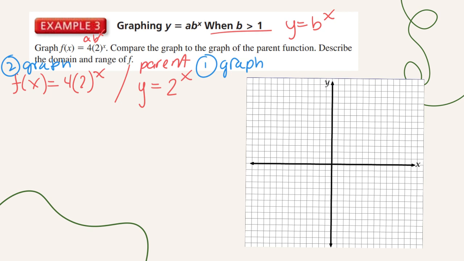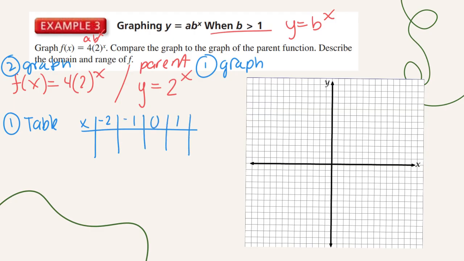So the first thing we need to do is create a table. We're going to use ordered pairs to graph our exponential graph. But before that, pick ordered pairs. The best thing to do is, we know that x, let's pick negative 2, negative 1, 0, 1, and 2.